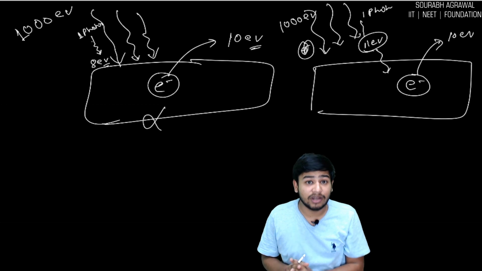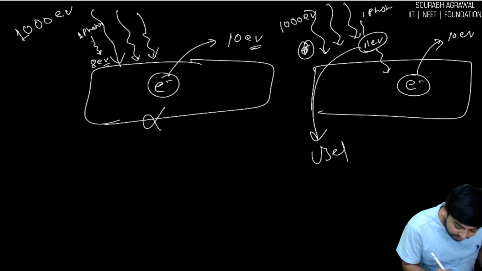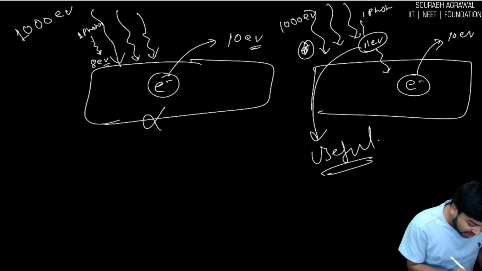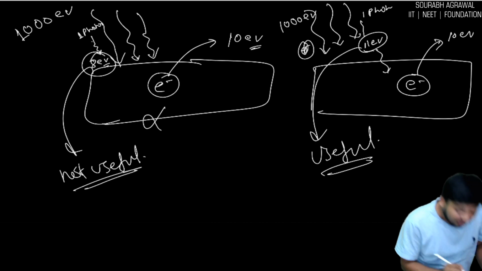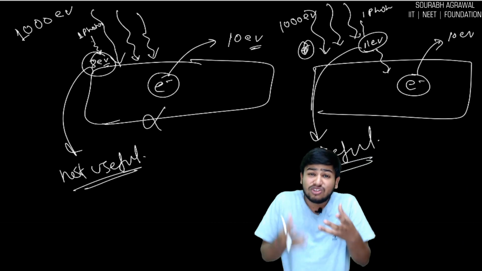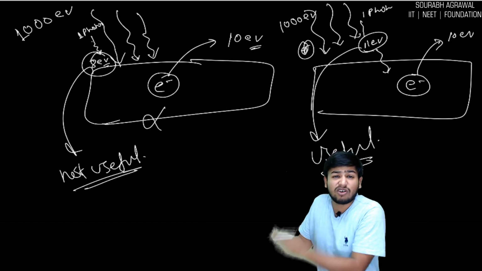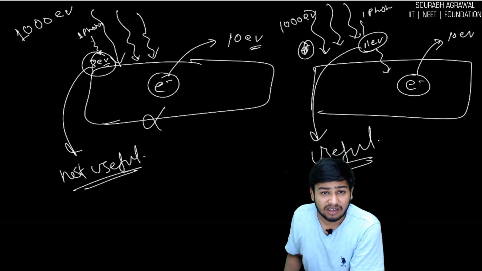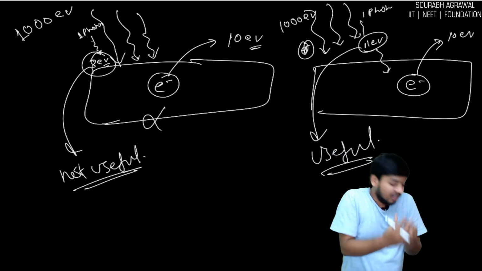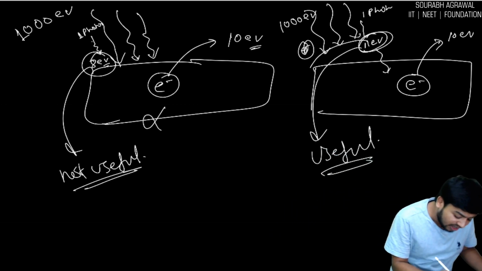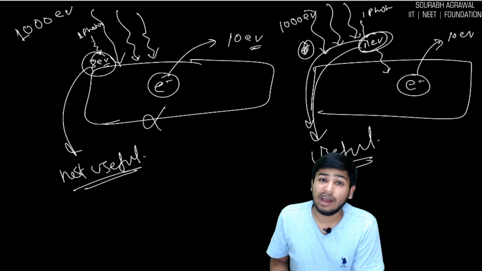Are you getting my point? This photon is useful, and that photon is not useful. Now if that 8 electron volt photon is not useful, then whether you bombard 1 or 1000 or lakh or 1 crore, is it any beneficial for us? No. But if that photon is useful, then it will bring those electrons out. Are you getting my point?